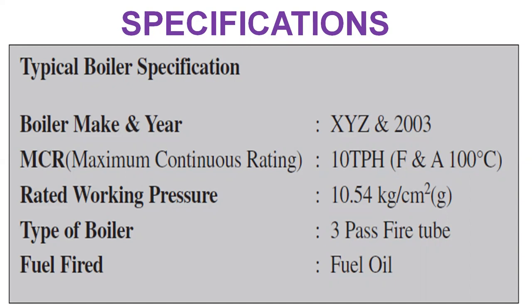The quantity of steam produced is indicated in tons of water evaporated to steam per hour. Maximum continuous rating is the hourly evaporation that can be maintained for 24 hours. F&A means the amount of steam generated from water at 100 degrees centigrade to saturated steam at 100 degrees centigrade.